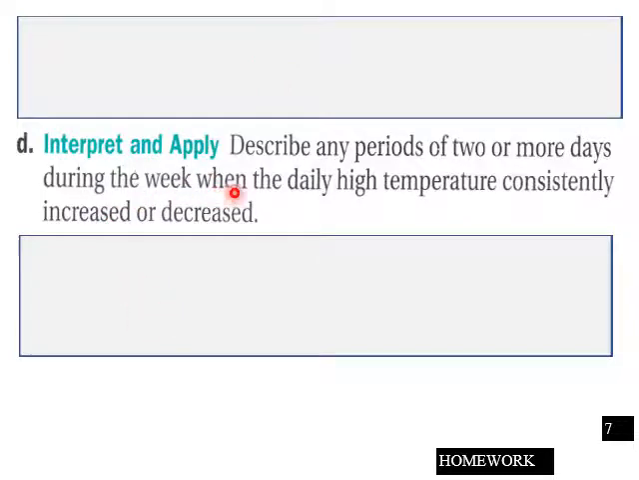And then down here for D, describe any periods of 2 or more days during the week when the daily high temperature consistently increased or decreased. So describe means to write a full paragraph here. Any periods 2 or more days during the week when daily high temperature consistently increased or decreased. And you got 6 points here for page 7.